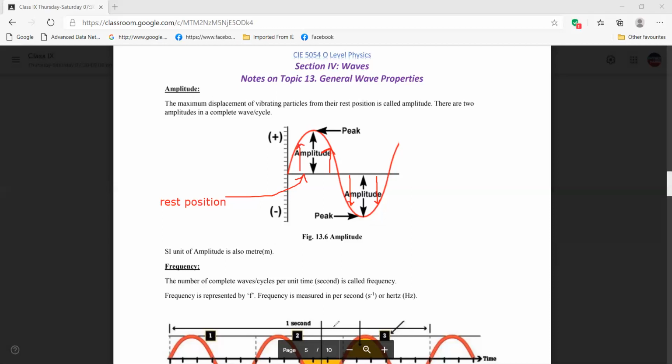Sir, which definition of amplitude? Sorry? Sir, the amplitude definition after drawing? Yes, it's written here. After drawing is complete, you write this definition. It's written here. Is it clear? Yes, sir.